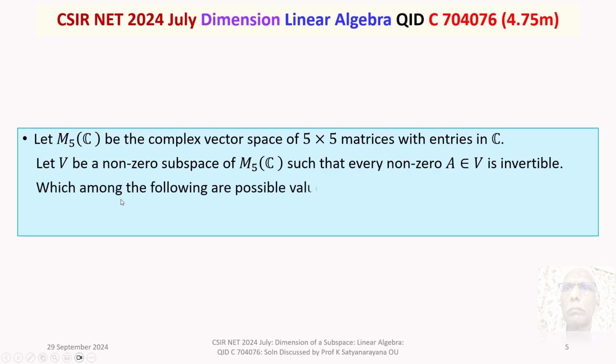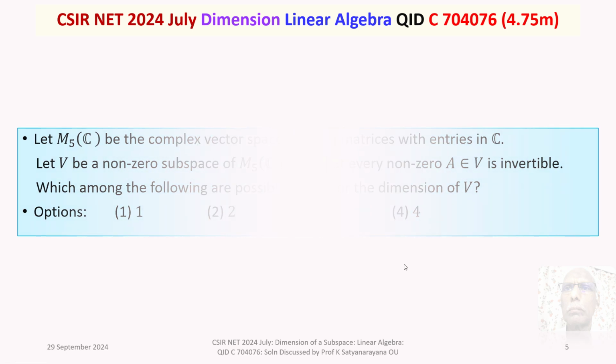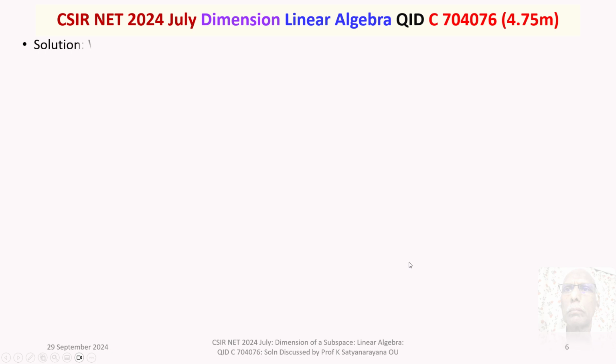Which among the following are possible values for the dimension of V? What is the dimension of V? What are the possible values for the dimension of V? We are given 4 options. Option 1: 1, option 2: 2, option 3: 3, option 4: 4. Let's now discuss the solution of the problem in detail.